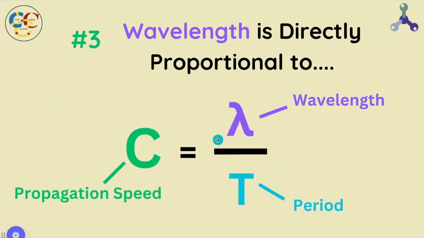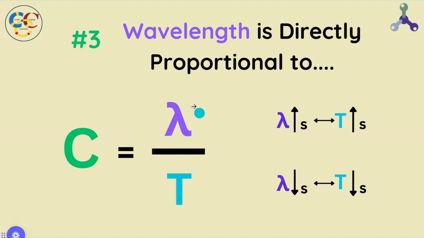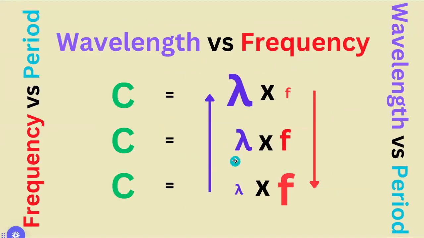Because propagation speed is a constant, wavelength divided by period equals the exact same thing every time. This means that in order to keep this fraction constant, when one of these two terms increases, so does the other, and when one term decreases, the other decreases. I also have a video in the description on the numerical relationships between some of the most important wave variables.